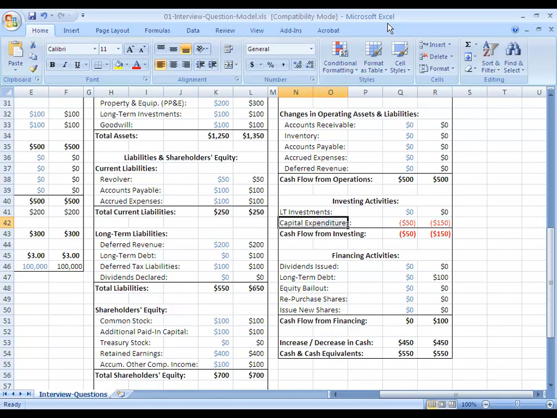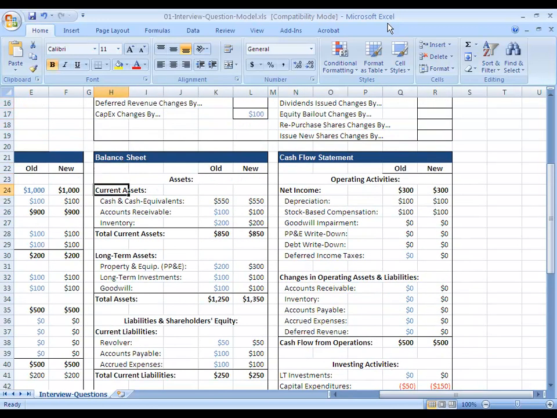Under investing activities, capital expenditures has gone up or down, depending on your math, by 100 here. So overall, cash flow from investing falls by 100 because we're spending extra cash on capital expenditures. Financing activities, long-term debt has gone up by 100 here. So there's actually no change in our cash balance because cash flow from financing is up by 100, cash flow from investing is down by 100. So our cash balance does not change.